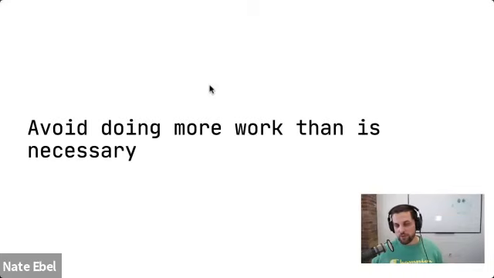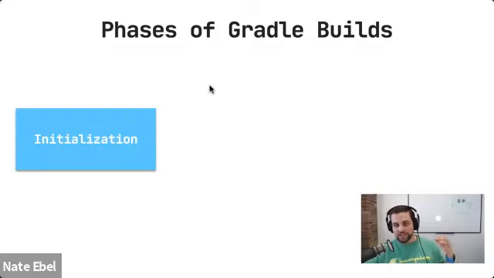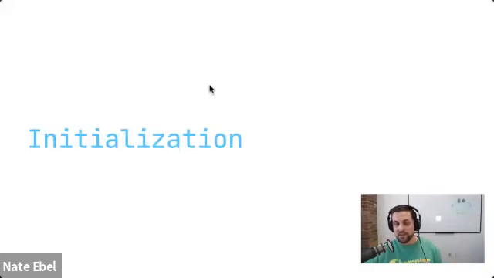So if it's so important, how do we know if we're doing more work than is necessary? To understand that, we now need to go one level deeper in our understanding of our build. We need to understand the phases of a Gradle build. And the phases are initialization, configuration, and execution. So in the initialization phase, Gradle is going to determine which projects are going to take part in your build. So if you have multiple Gradle projects in a build, it's going to figure out which ones are included in the build that's being run right now. And it's going to create a project instance in memory for each of those.